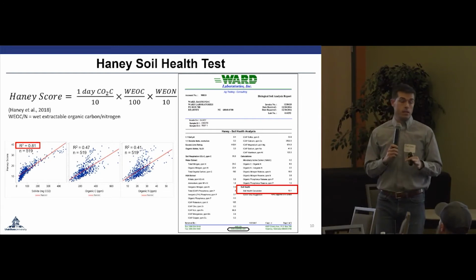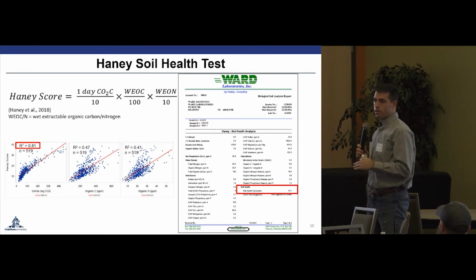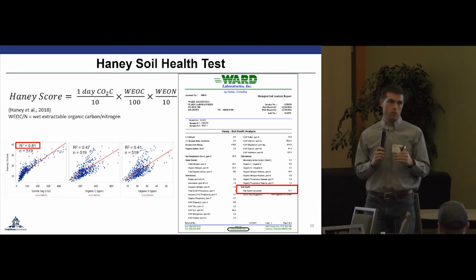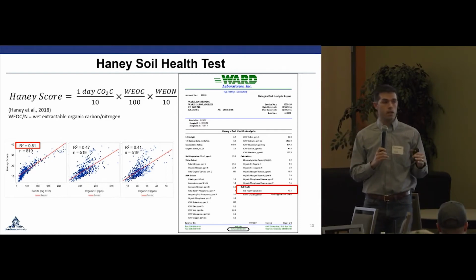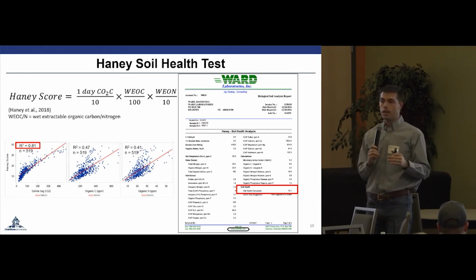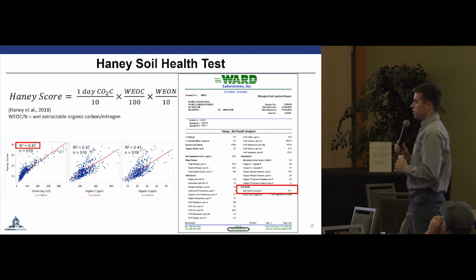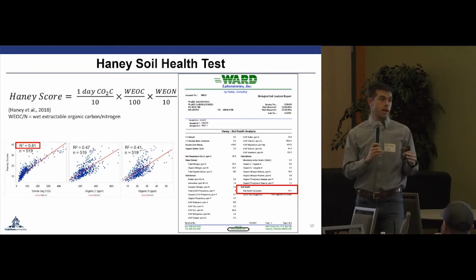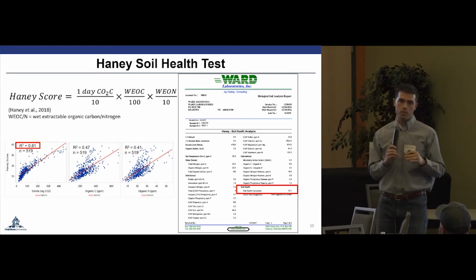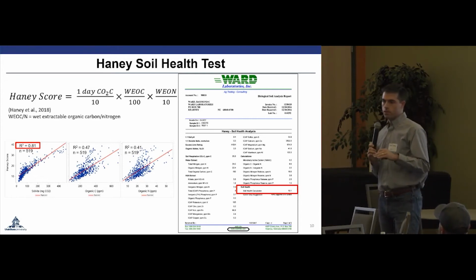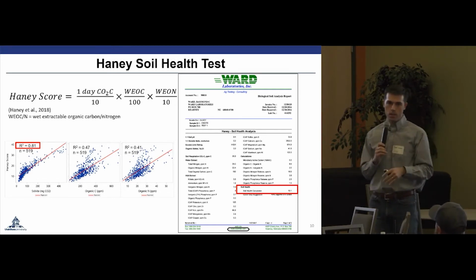So I know that the NRCS cost shares the full Haney test. But if you have a grower that may not want to pay for the full cost of the Haney test, then instead of doing everything, you could just do the CO2 burst and get most of that same information. So that really has implications in managing your costs for introduction into these soil health tests.